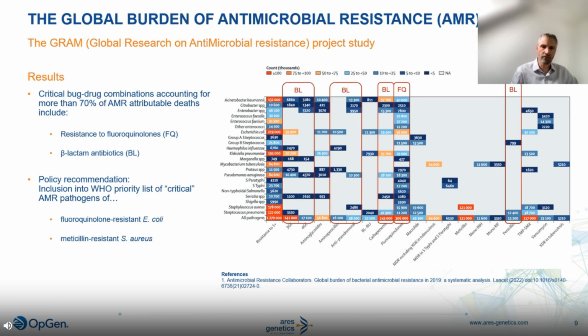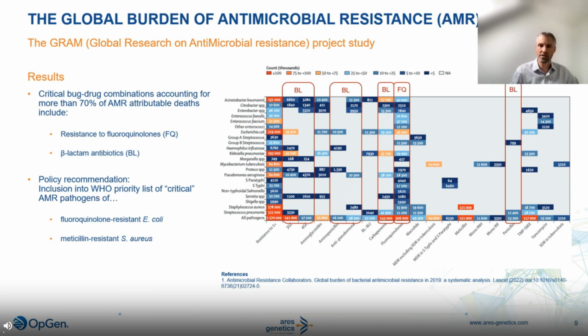Interestingly, only 5 of the 7 top pathogen-drug combinations that the Graham study estimated to have caused the most deaths in 2019 are currently on this WHO priority list. For instance, fluoroquinolone-resistant E. coli are not included, and methicillin-resistant Staph aureus, while the pathogen-drug combination causing most deaths in 2019, is listed as having a high but not a critical priority.